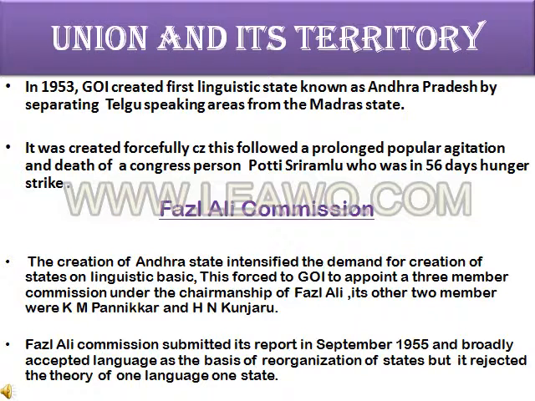It was formed in 1953, and after 2 years it broadly accepted language as the basis of reorganization of states. Means after 2 denials, finally the Fazl Ali Commission accepted the demand for the reorganization of states on the basis of language, but it rejected the theory of one language, one state. Means inside India there are, you can say, 100 or 200 languages. So that's why the Fazl Ali Commission denied the formation of states on this theory, one language, one state.